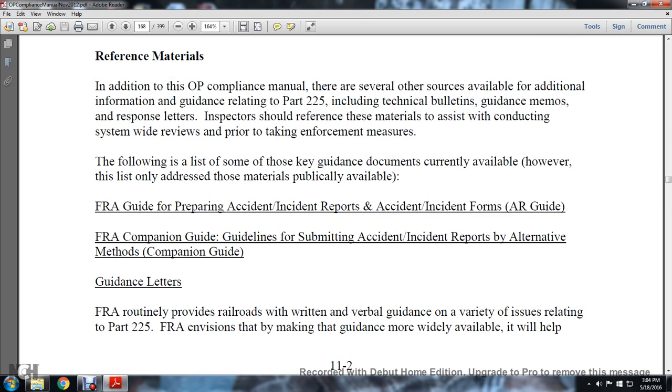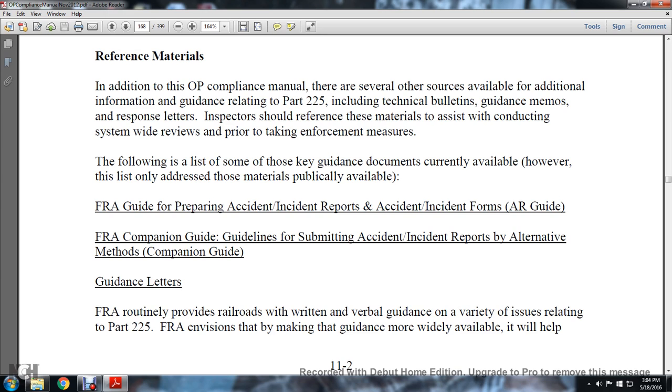Reference material. In addition to the operating practices compliance manual, there are several other sources available for additional information and guidance relating to Part 225, including technical bulletins, guidance memos, and response letters. Inspectors should reference these materials to assist in conducting system-wide reviews and prior to taking enforcement measures. The following list is some of the key guidance documents currently available.